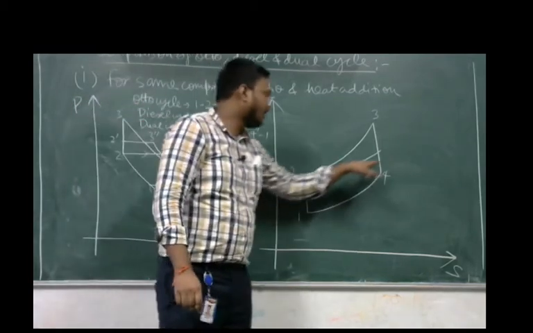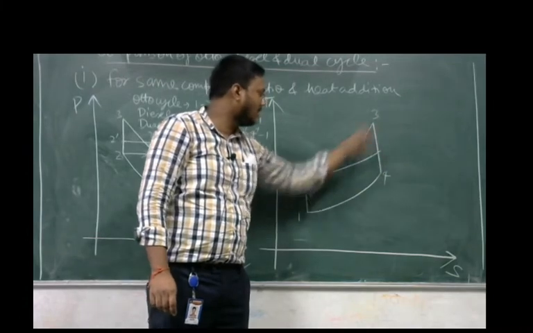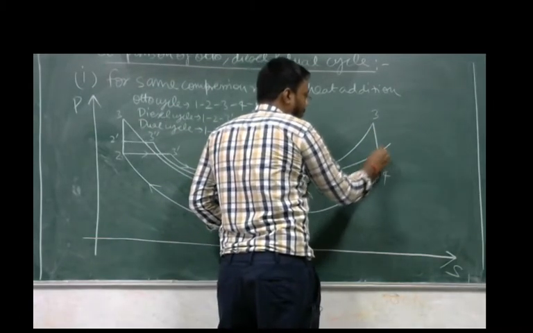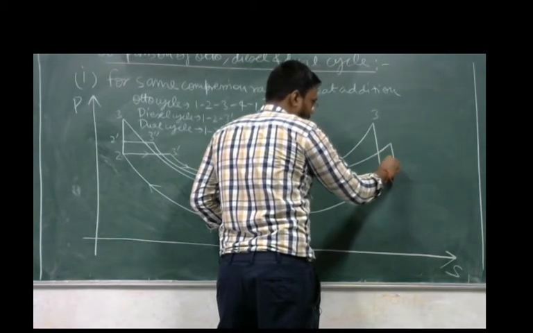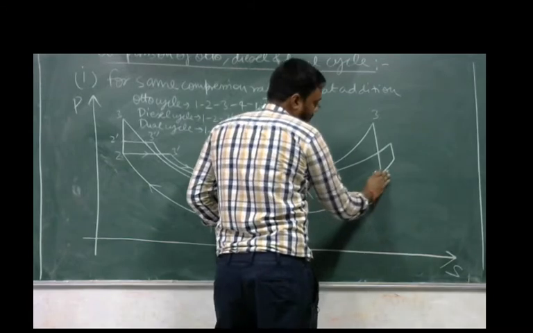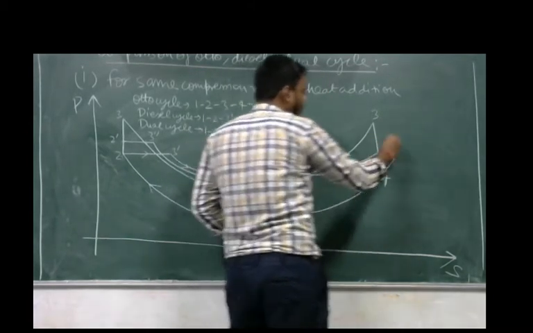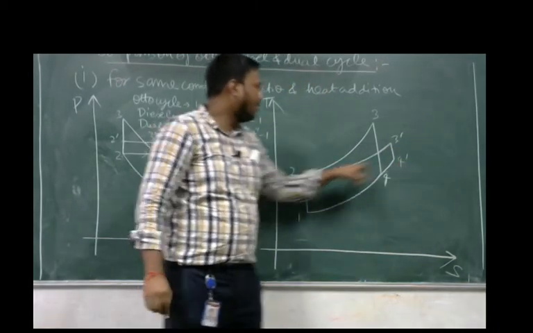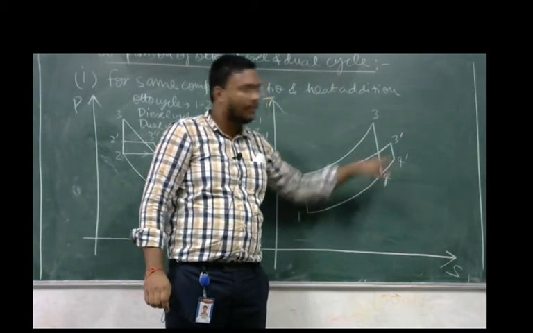Now this curve will exceed the 3 to 4 line. 1, 2, 3 dash, 4 dash. Why does this curve exceed beyond this 3 to 4 line?